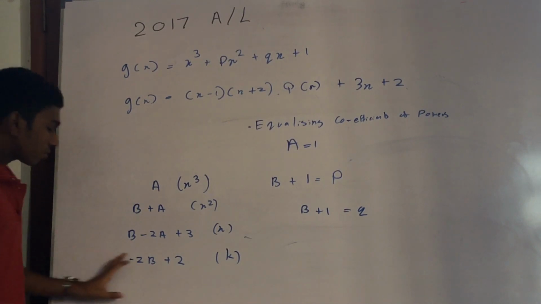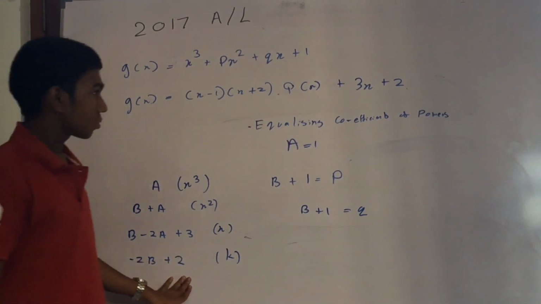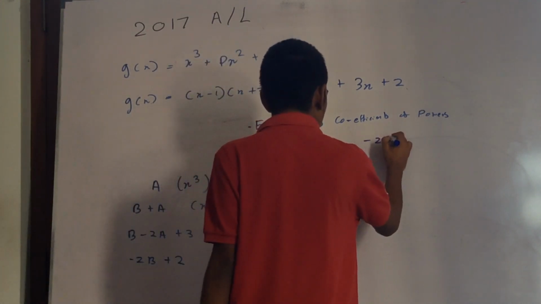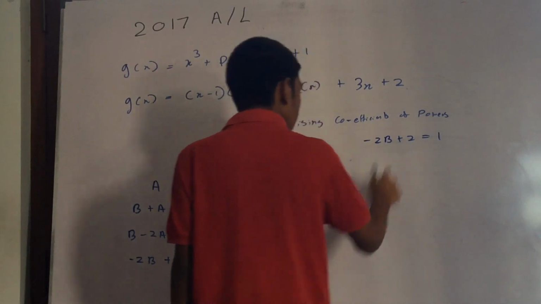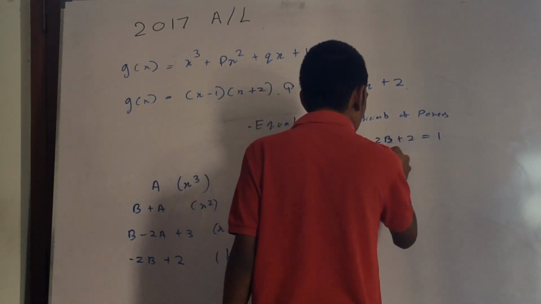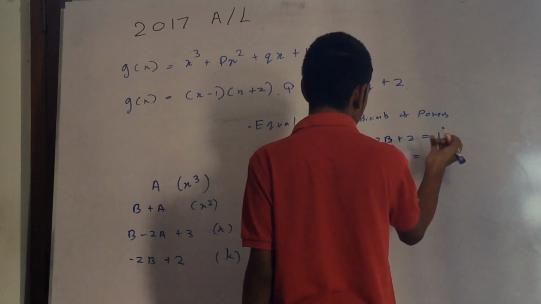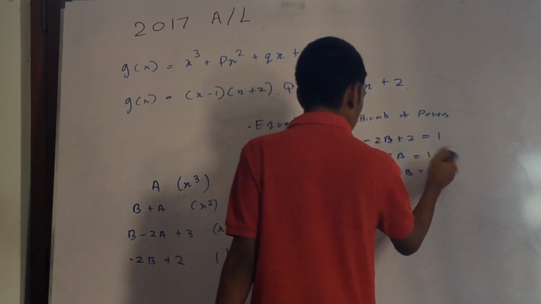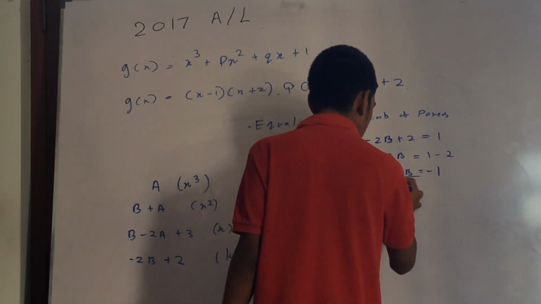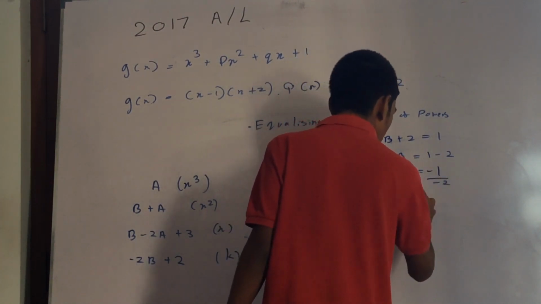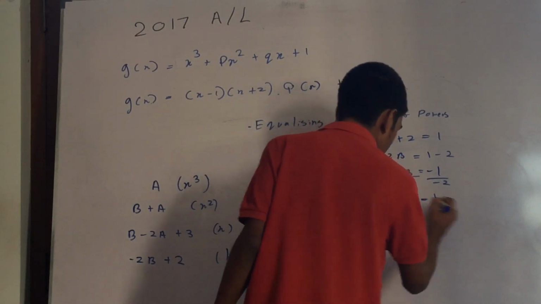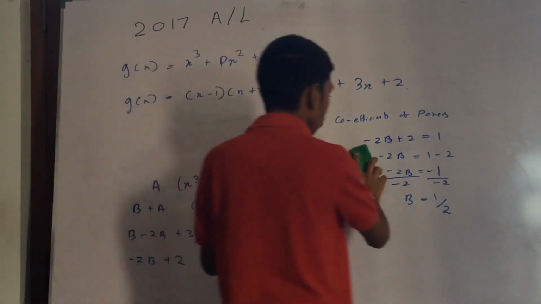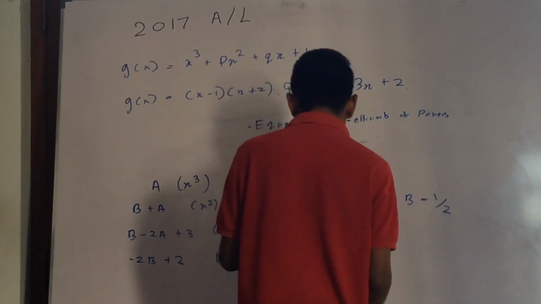Now the only part left is the constant. Minus 2b plus 2, here the constant available is 1. So minus 2b plus 2 should be equal to 1. We can bring plus 2 to the other side as minus 2. Minus 2b equals 1 minus 2, which will be minus 1. So we have minus 2 on both of them, and b should be equal to half. Okay, so now we know a is equal to 1, b is equal to half.